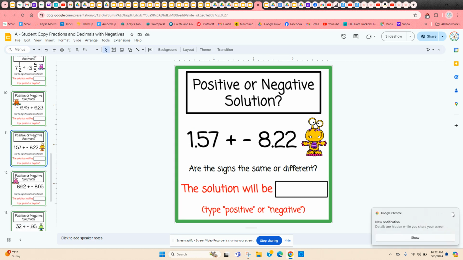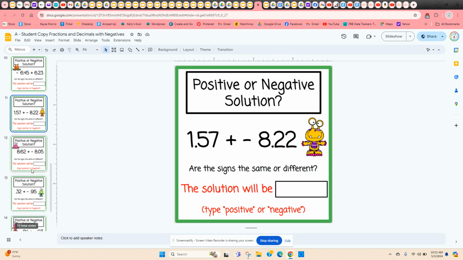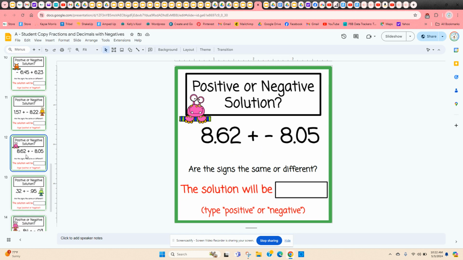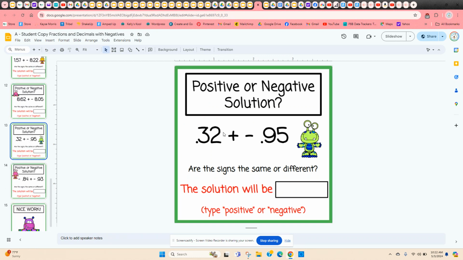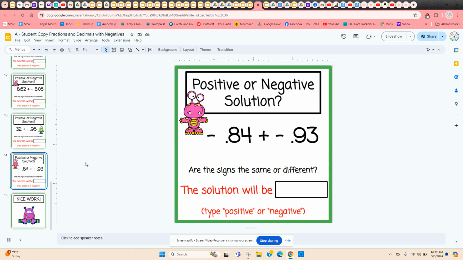Now here, we just need to look at the whole numbers. 8 is greater than 1. Answer will be negative. Now here, 62 hundredths is greater than 5 hundredths. Answer will be positive. 95 hundredths is greater, so answer will be negative. And here they're adding two negatives, so the answer will be negative.